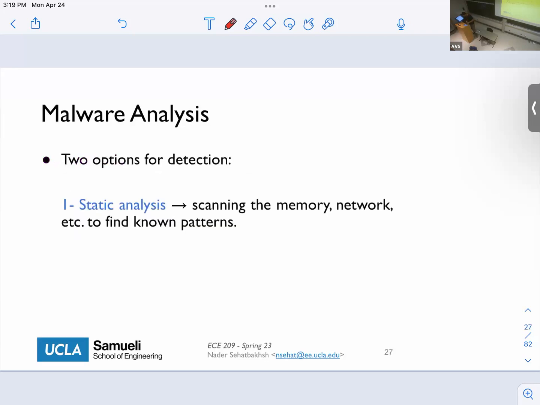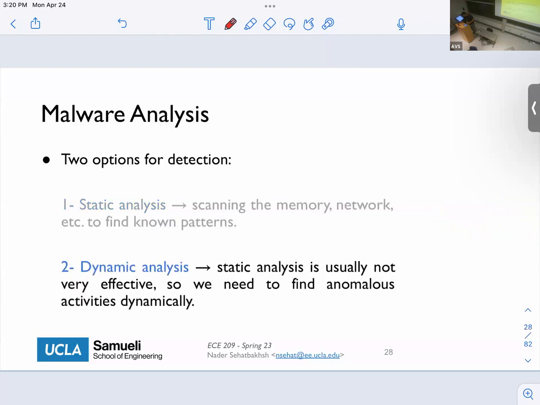Okay. On the detection side, we have two options. We have static analysis, which essentially scans through your memory or your network, wherever the malware is installed, and tries to find some patterns, some signatures. We usually call this signature-based detection as well. What it does is try to find some known patterns, and these patterns are the known malware. So for example, I know a big list of all the malwares. I know how they look. What I'm going to do is go through your memory and see whether you are already infected with any of these malwares.